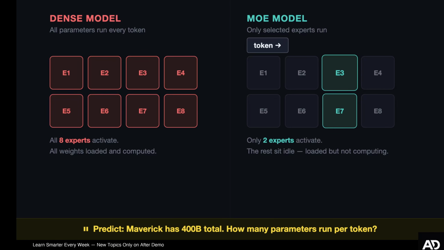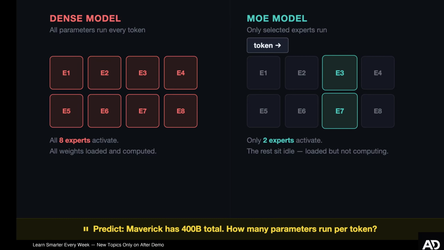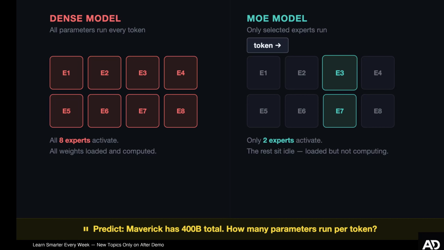This is the part most people miss. The number on the model card for some models is the total parameter count, not how many run. Mixture of experts, or MoE. A dense model activates every parameter for every token, all 70 billion every time. An MoE model routes each token through a small set of specialized experts. Only those experts activate. The rest sit idle in memory, loaded but not computing. This distinction matters enormously. Active parameters are what burn through your inference budget. Total parameters are what you loaded.